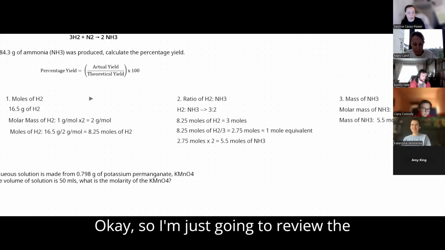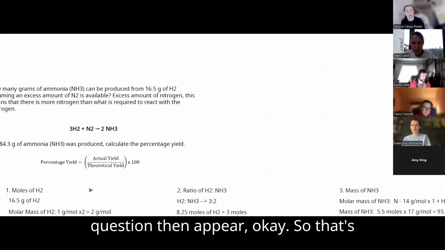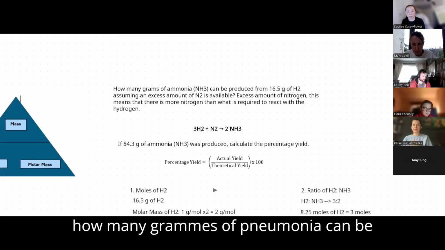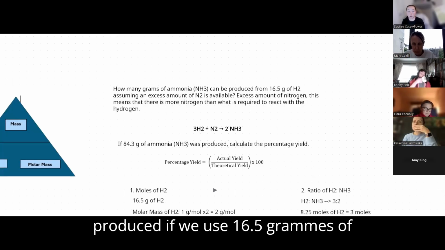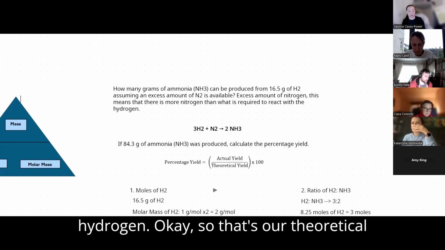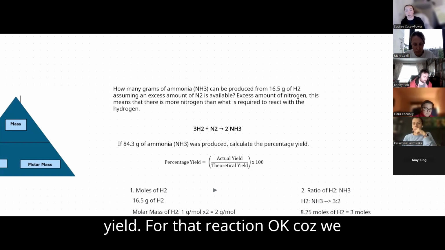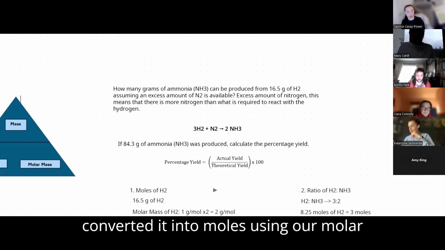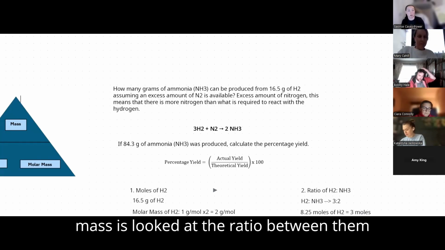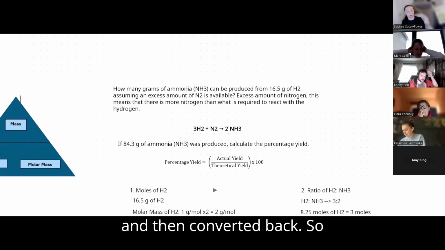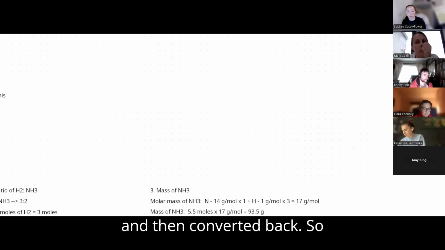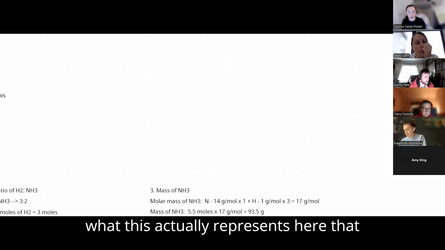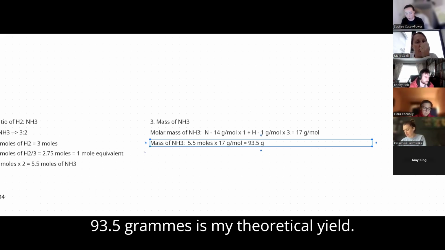Okay, so I'm just going to review the question up here. That's how many grams of ammonia can be produced if we use 16.5 grams of hydrogen. So that's our theoretical yield for that reaction, because we took the mass of the limiting reagent, converted it into moles using our molar masses, looked at the ratio between them, and then converted back. So what this represents, that 93.5 grams, is my theoretical yield.